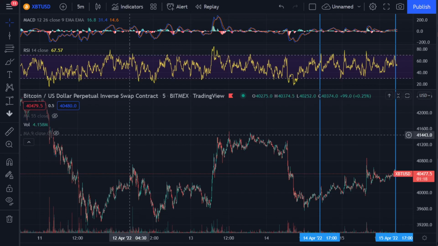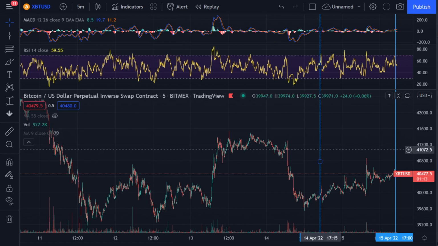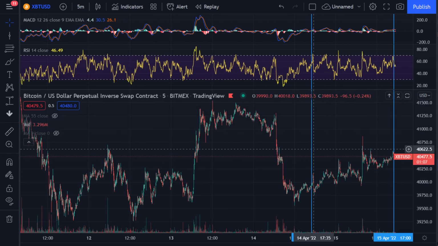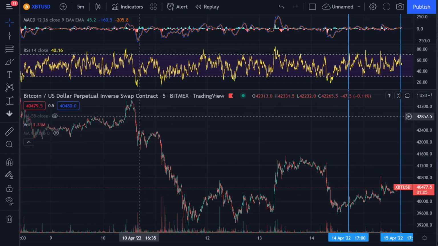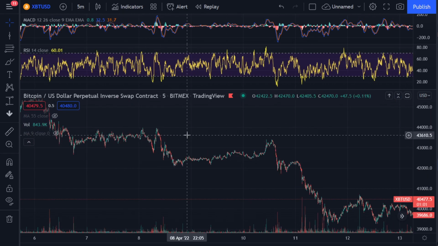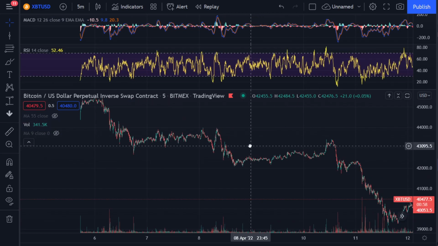Hi, I want to go through the trades of the day for today, the 15th of April, from the 14th to the 15th. These blue lines indicate the daily turnover. We're going to start with a little bit of context. Obviously, we have this large downtrend for many days.